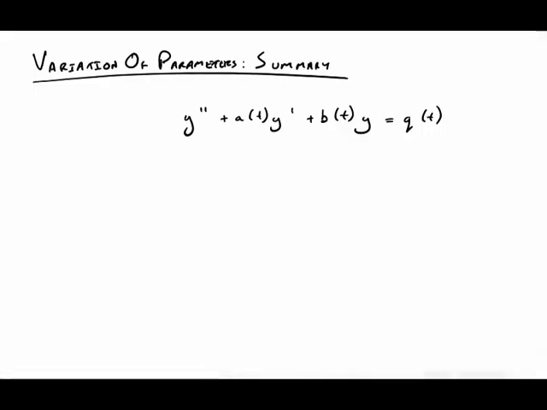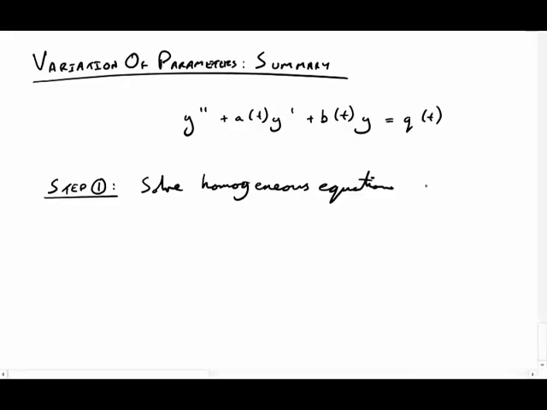First things first, step one is to solve the homogeneous equation. Therefore you'll get two solutions in this case, y1 and y2. The general solution is the complementary solution, yc. The general solution for the homogeneous case is going to be c1y1 plus c2y2.